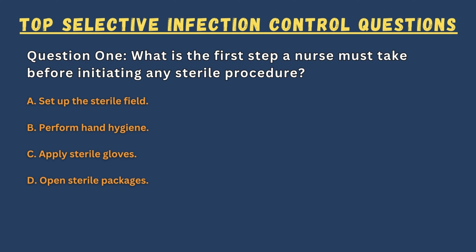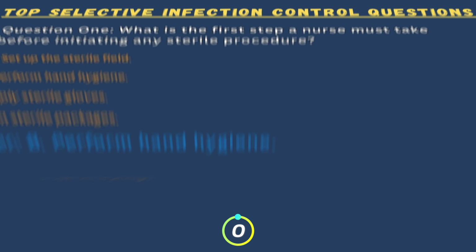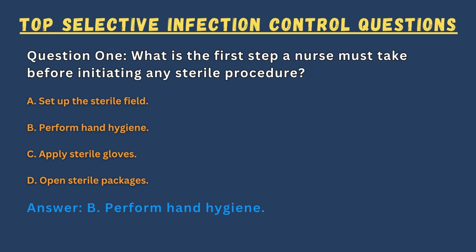Question 1. What is the first step a nurse must take before initiating any sterile procedure? A. Set up the sterile field. B. Perform hand hygiene. C. Apply sterile gloves. D. Open sterile packages. Answer. B. Perform hand hygiene.